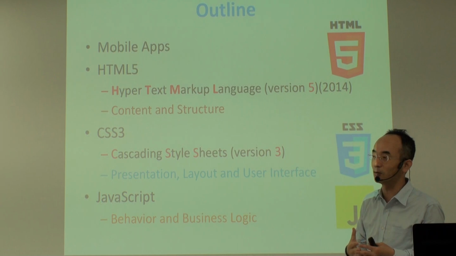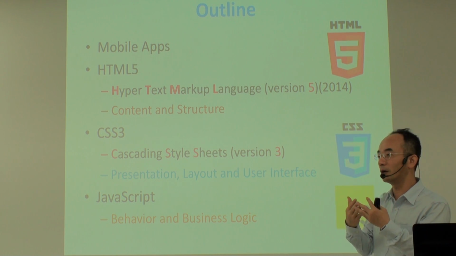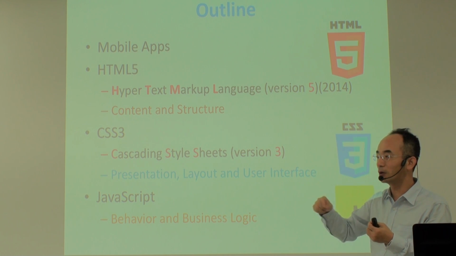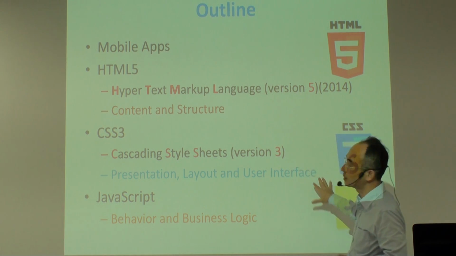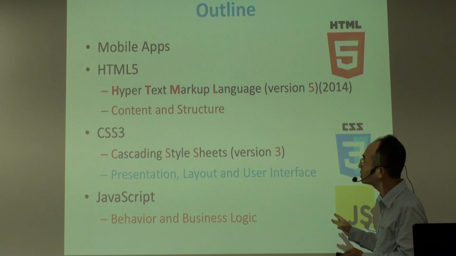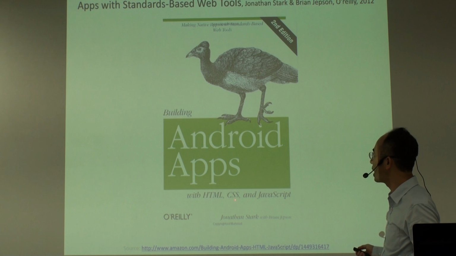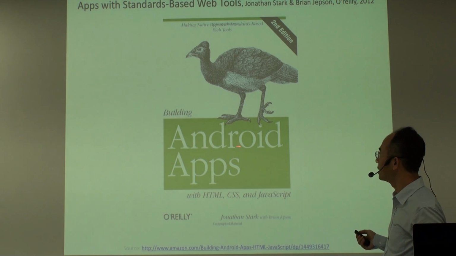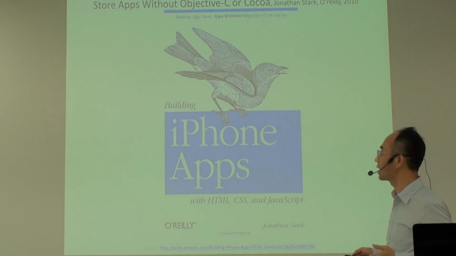And JavaScript is for designing your business logic. For example, you design your program with if-then-else, or your access to your database or to the cloud; that is behavior and business logic. So these are today's topics. We'll be focusing on how to design your first mobile apps. As you can see, we can use HTML5, CSS3, and JavaScript for building Android apps and also iPhone apps with the same web technology.